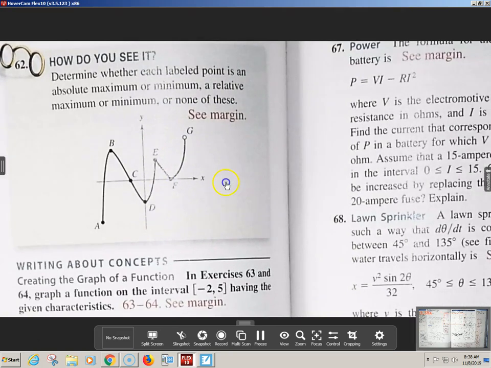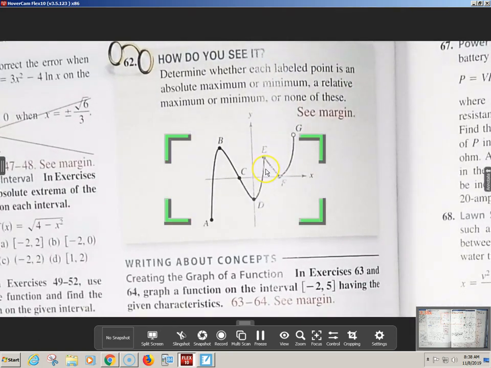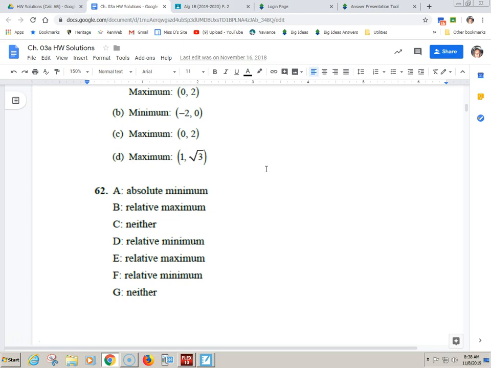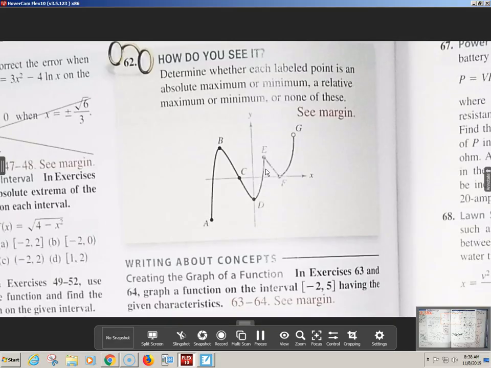Sorry, there's a bit of a glare. So, sorry, let me go back and let you guys check. A is an absolute min, B is a relative max, C is neither. D is a relative min, relative max, relative min. There is no absolute max because it's at the hole. Is that right? Oh yeah, the absolute max is at the hole because it technically goes higher than this relative one. And then none of them are both relative and absolute because all of the in-betweens are either lower than or higher than the endpoints.